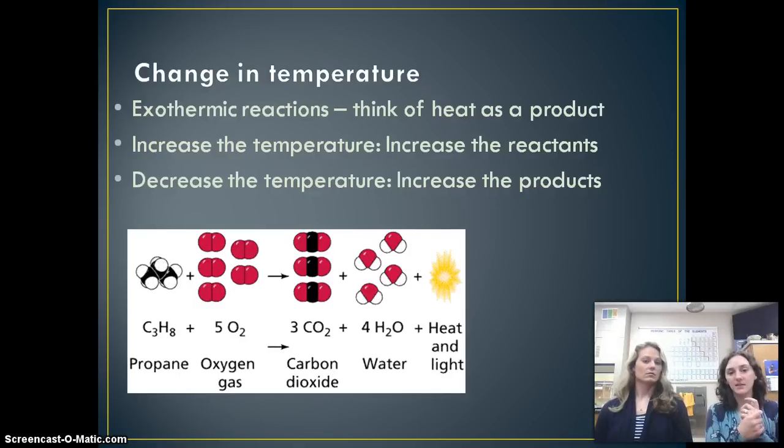Now, if you decrease the temperature, then you're going to go towards the side that needs more heat. So you're going to increase the products. So you just have to think of heat as a product in this instance. And if you increase the heat, you're going to go in the opposite direction. If you decrease it, you're going to go towards the heat.